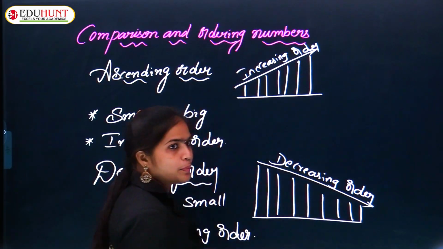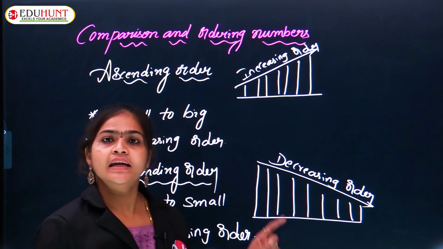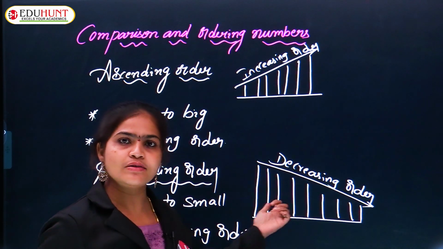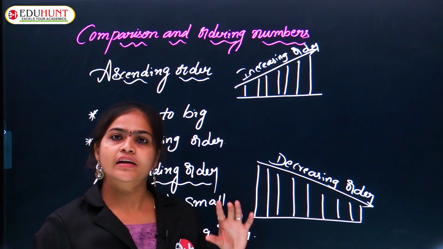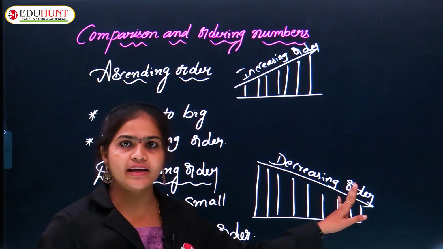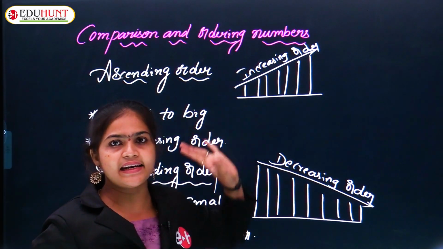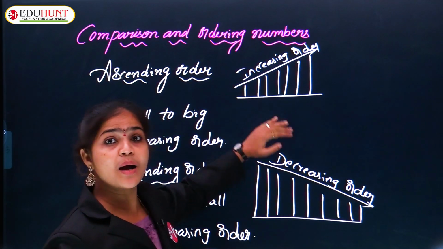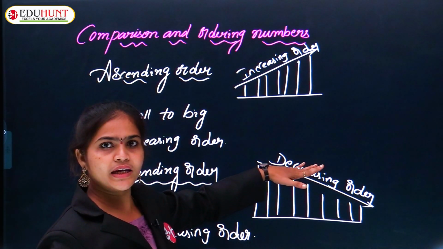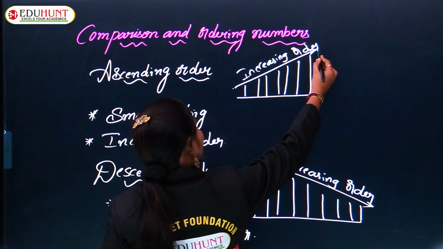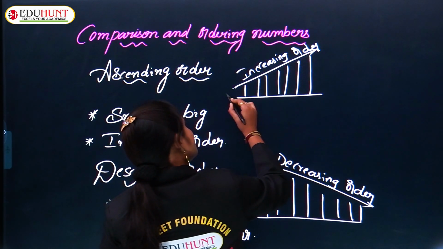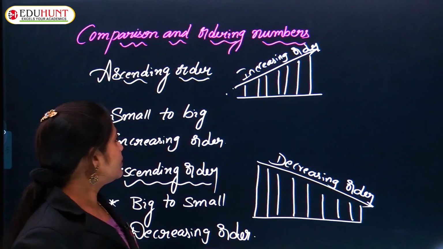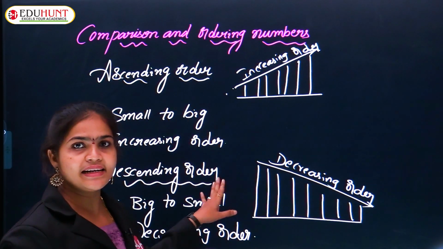And those two are opposite to each other. If you know how to write in ascending order, its reverse order is called descending order. Or if you know how to write in descending order, its reverse order is called ascending order. Just see the diagrams, those two diagrams are just opposite to each other. Small to big is increasing order, big to small is decreasing order. Understood? So this is about ascending order and descending order.